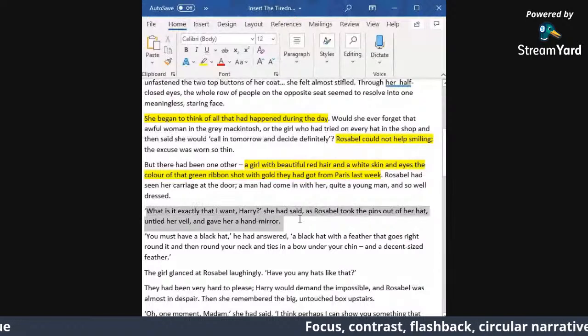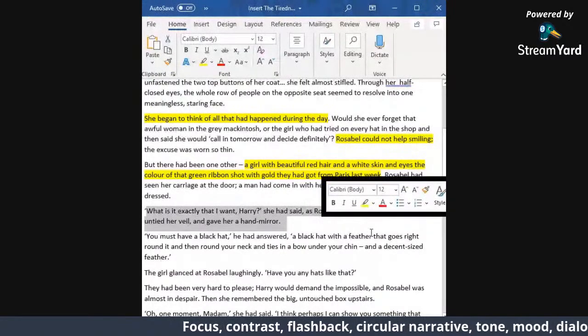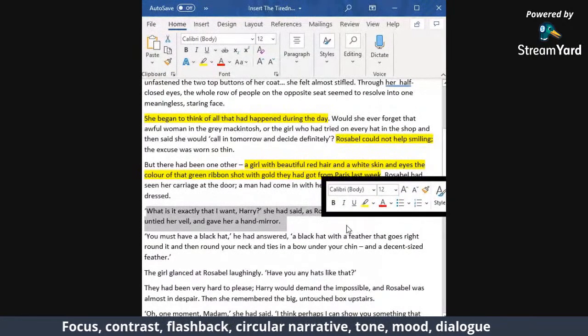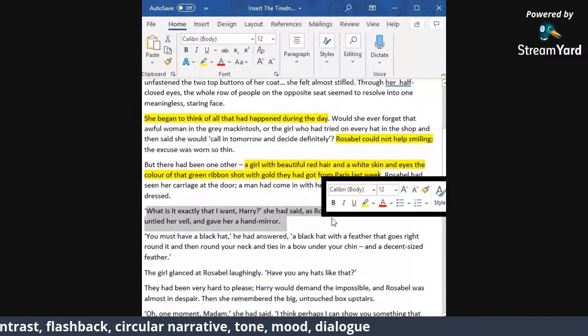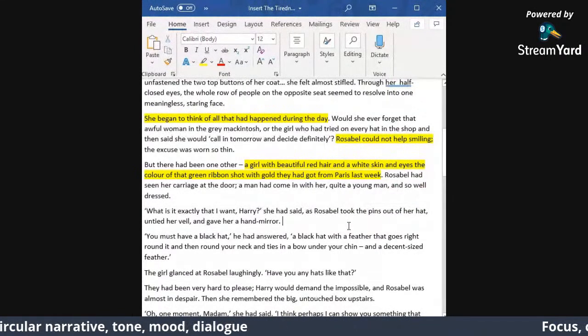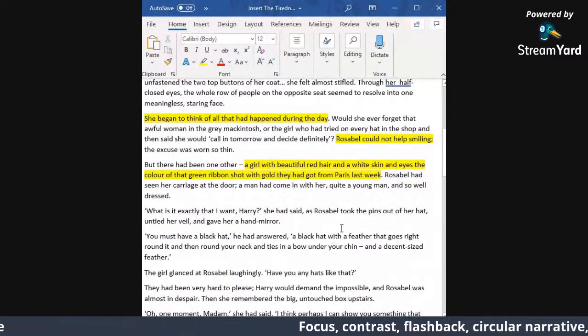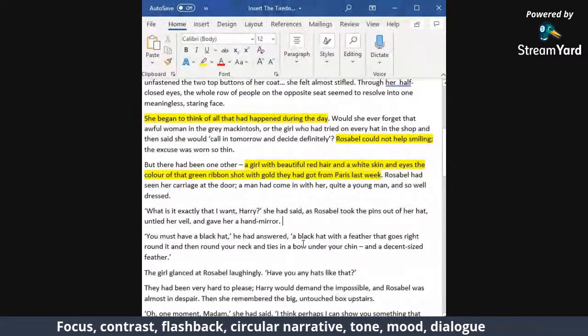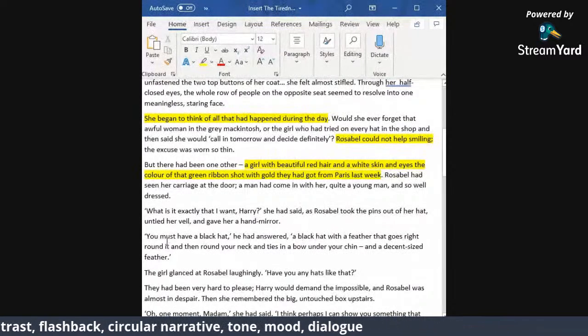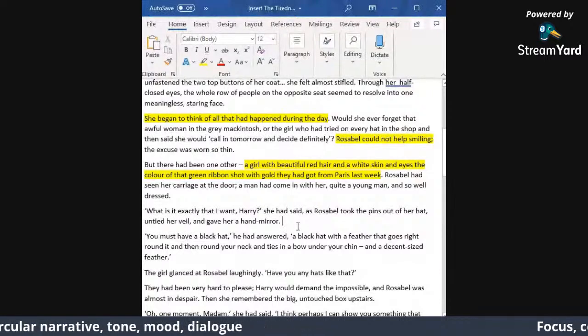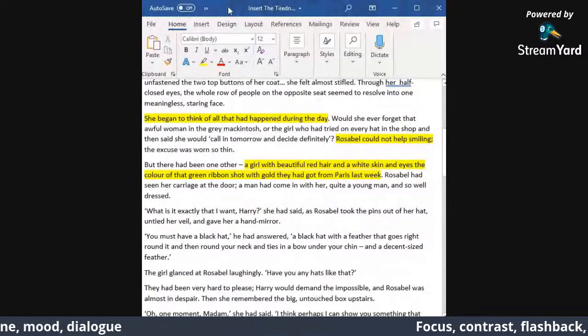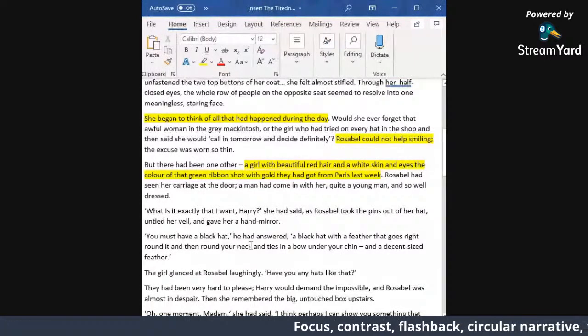Now, dialogue is a structural feature, and it adds a lot of volume to a text. So she says, "What is it exactly I want, Harry?" A very strange question. Who would ask what they want? As Rosabelle took the pins out of her hat, untied a veil, and gave her hand mirror. And then we get the dialogue from Harry coming back, and it's quite strange as well. "You must have a black hat." So we're beginning to get more and more.